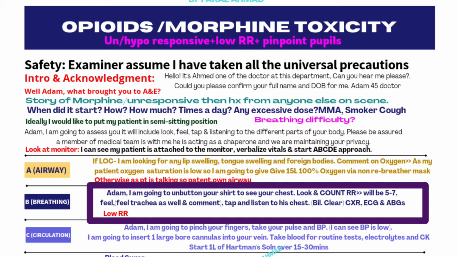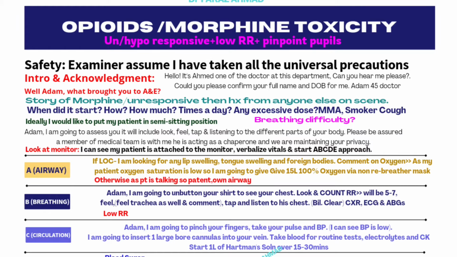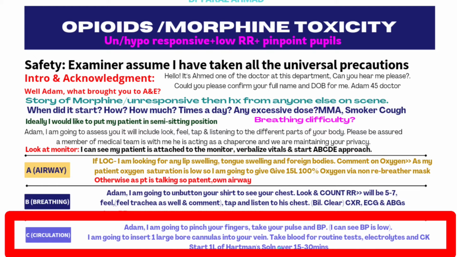Now you have the story: the patient had an operation, the patient was given morphine, an opioid, and now the patient is presenting with a reduced response, the respiratory rate is very low and the respiration is shallow. So then you will move to circulation. Adam, I am going to pinch your finger and take your pulse and blood pressure, and you will see your blood pressure will be quite low.